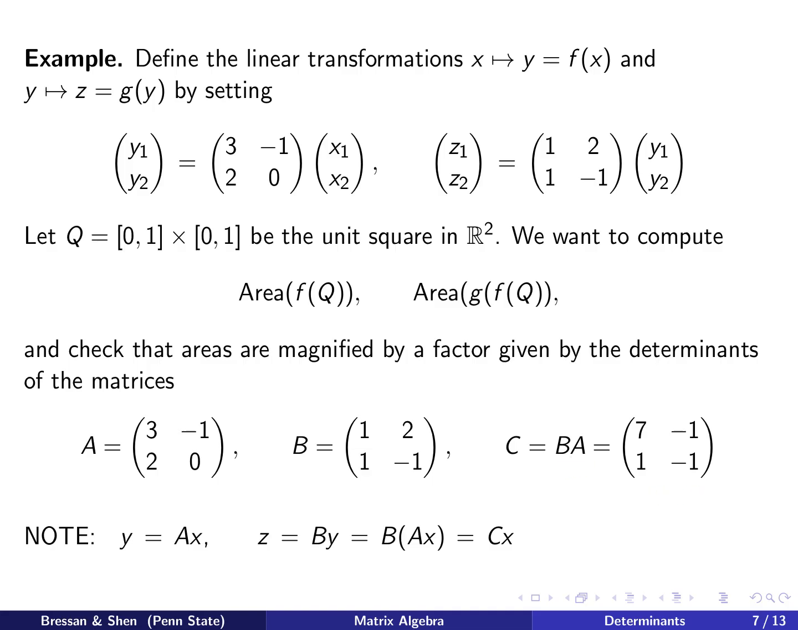And you work out the B times A. It's a 2 by 2 times a 2 by 2, and you get a 2 by 2. So just as a note, you can write in this relation, Y is A times X, and Z would be B times Y. And if you put in A times X for Y, you get this relation. And then you can write C to be B times A, and then you can write it as C times X.